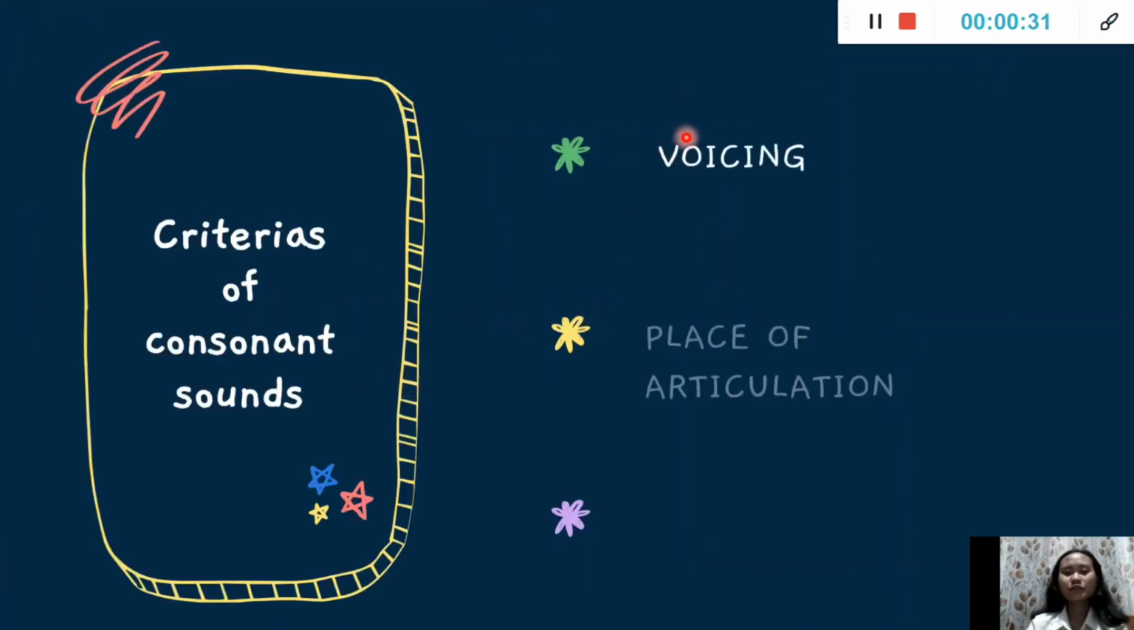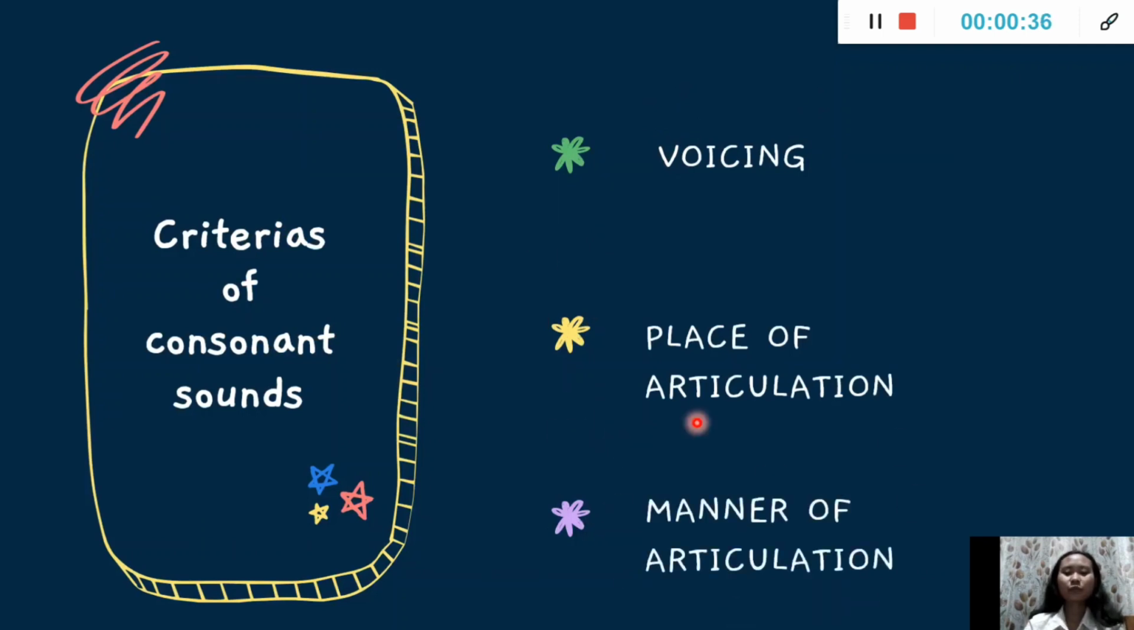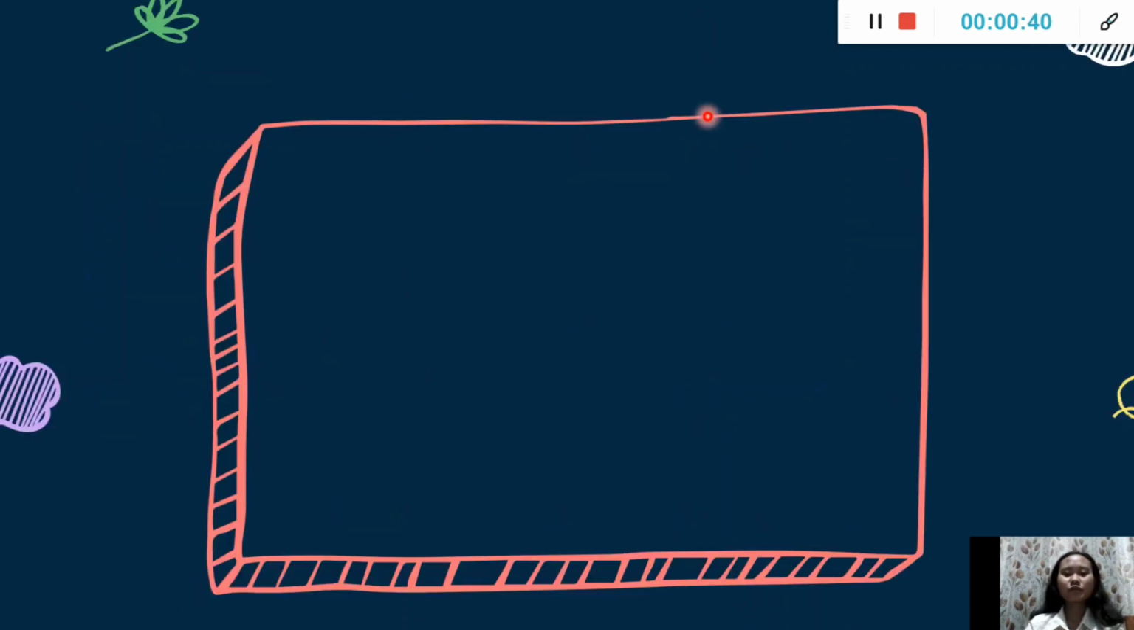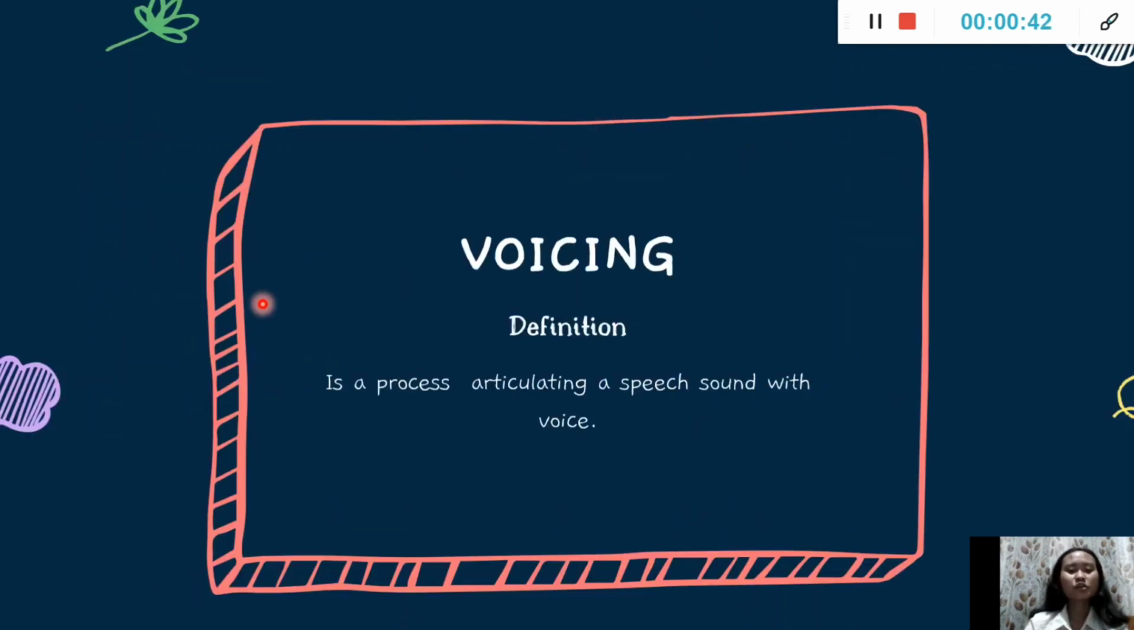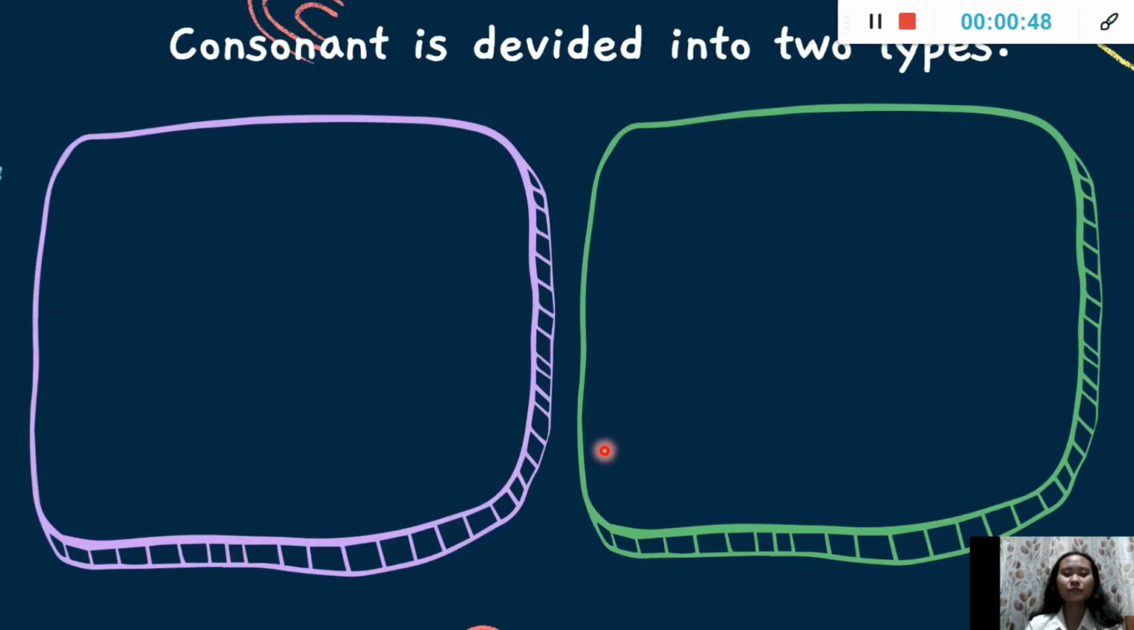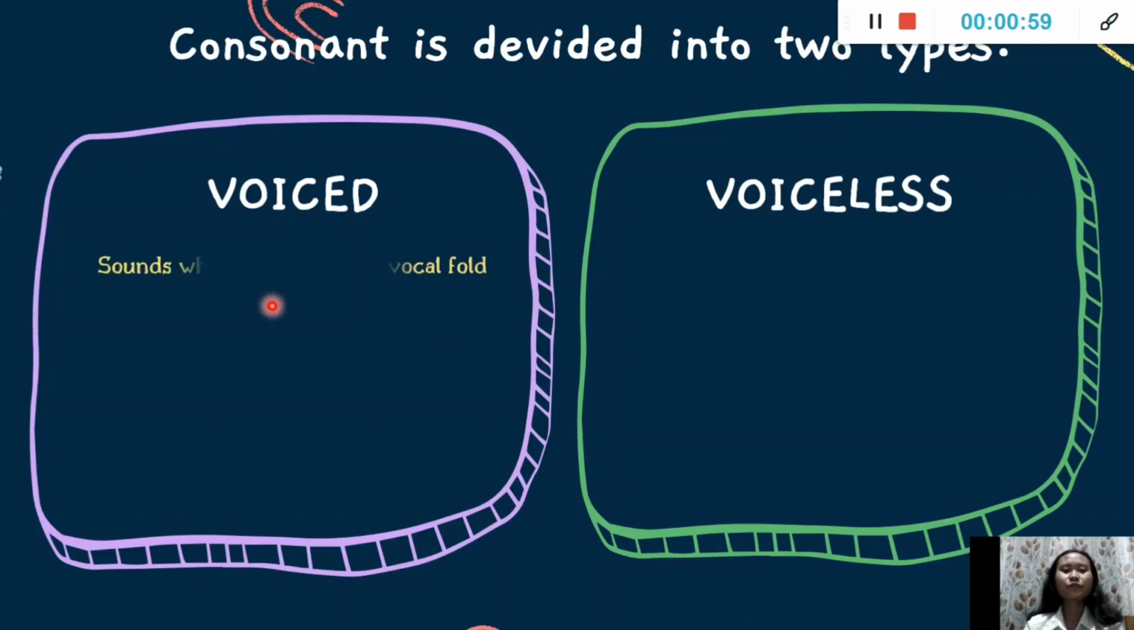There are voicing, place of articulation, and manner of articulation. Let's take a look at voicing. The definition of voicing is a process of articulating a speech sound with voice. In consonant sounds, we have two types of voicing, that is voiced and voiceless.